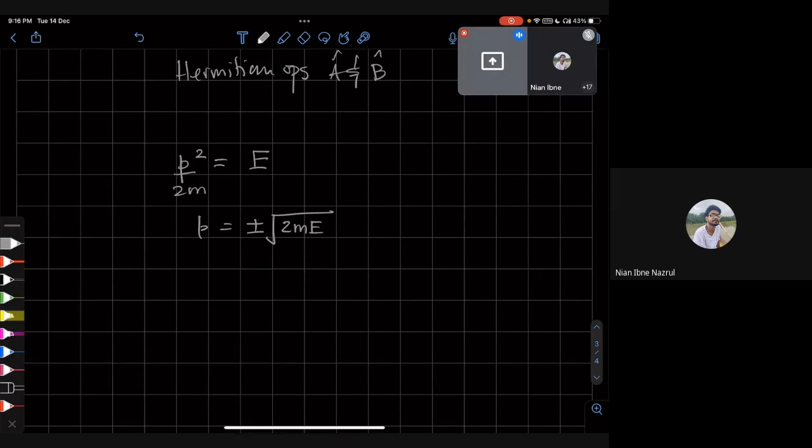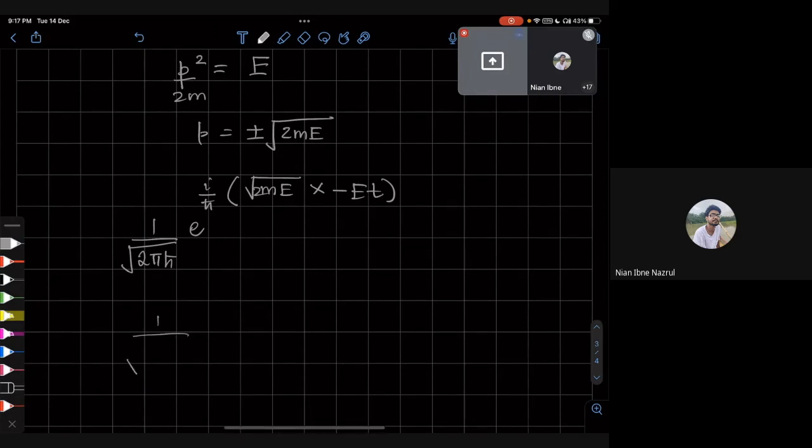That means that the solution I wrote down actually has two solutions. One is 1 over the square root of 2 pi h bar, e to the power i by h bar, plus the square root of 2mE times x minus Et. And there is another solution, 1 over the square root of 2 pi h bar, e to the power i by h bar, where there's a minus sign, but let me factor it out, so this has the square root of 2mE times x, and now there's a plus here, Et. Okay?